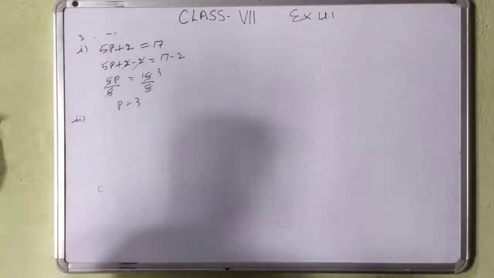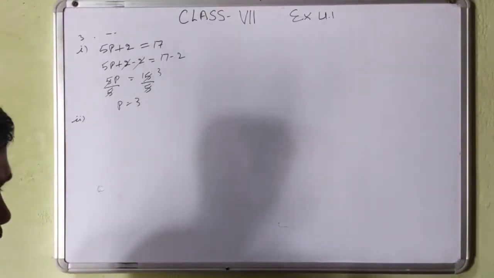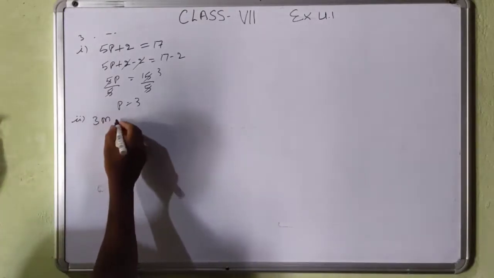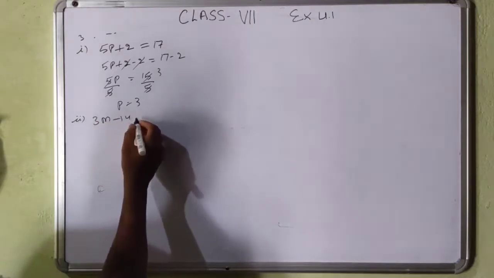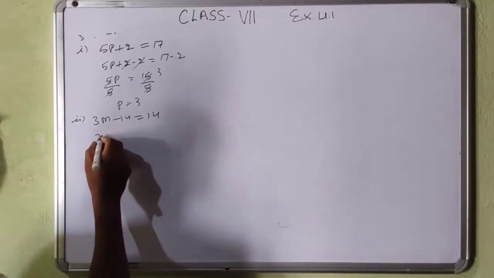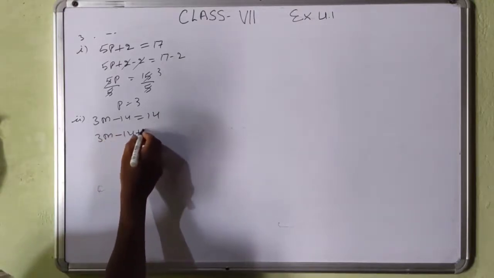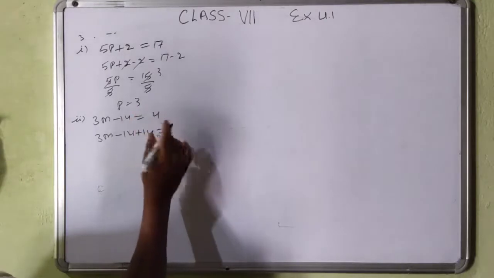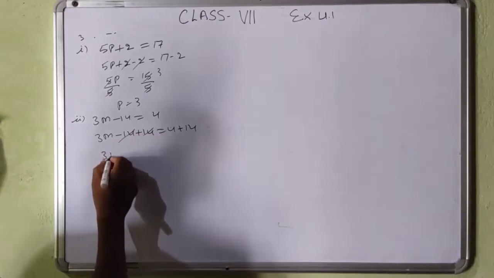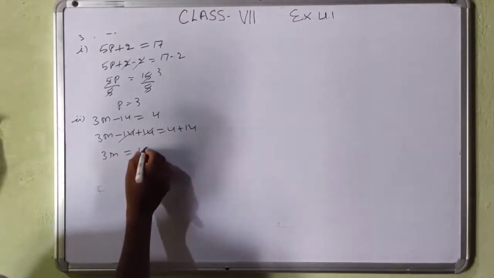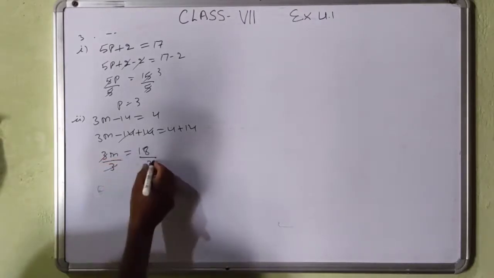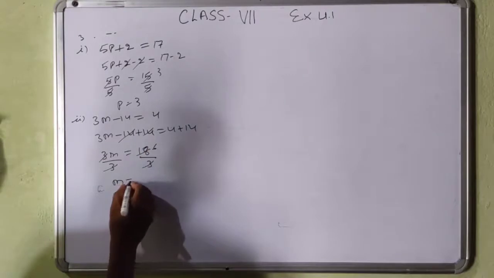Second part: 3m minus 14 is equal to 4. Here minus 14 is given, so we will add 14 to both sides. That is 4 plus 14. So the 14 cancels, and 3m is equal to 18. Then we divide both sides by 3. 3 cancelled by 3, and 18 divided by 3 is 6. So m is equal to 6.